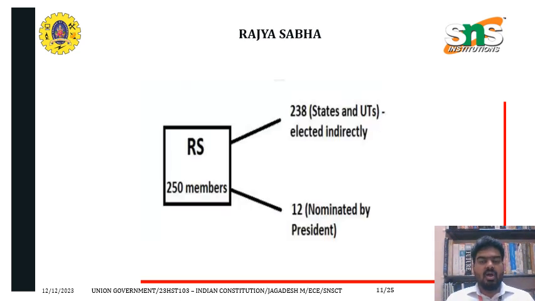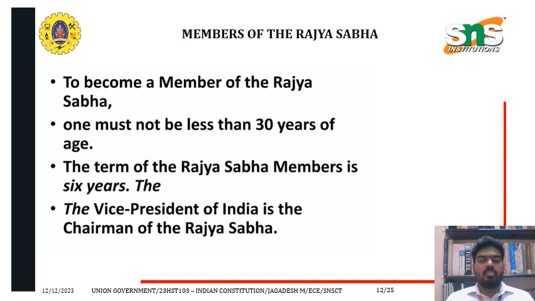Rajya Sabha. In Rajya Sabha, there are two categories. Rajya Sabha consists of 250 members. 238 represent states and union territories, elected indirectly, and the remaining 12 are nominated by the president of our country. To become a member of Rajya Sabha, one must be not less than 30 years of age. The term of a Rajya Sabha member is 6 years. The Vice President of India is the Chairman of Rajya Sabha.